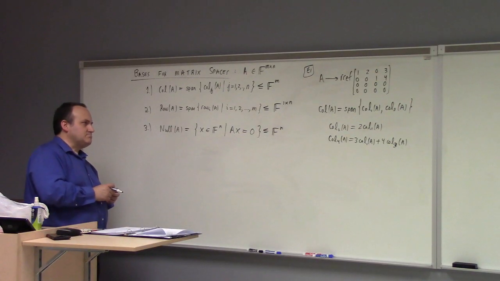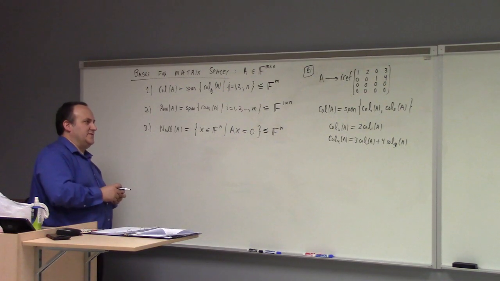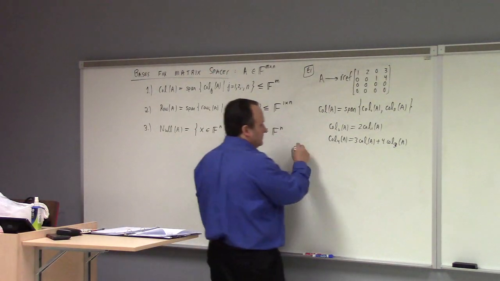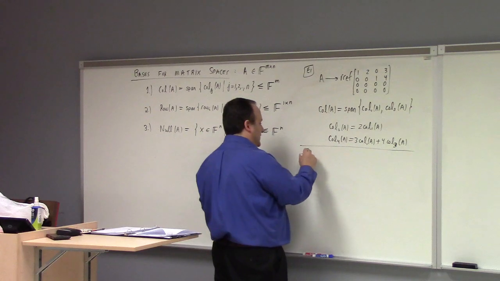Now, how about the null space for this matrix? What's the null space of A look like for my example 1? Basis for the null space, how do we do that?